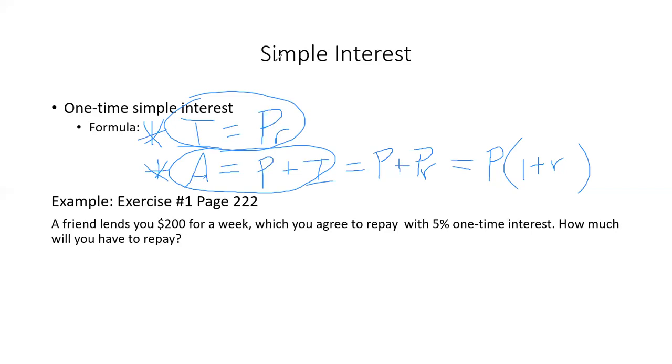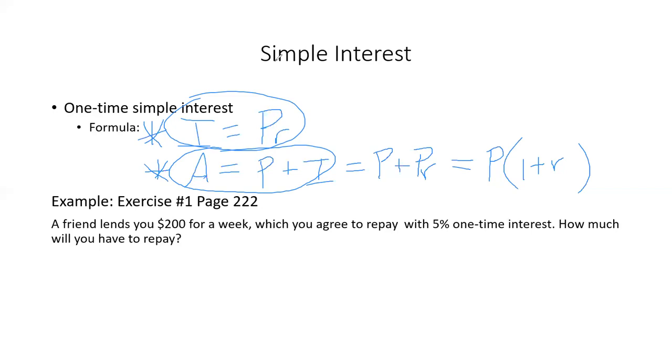So let's look at an example. This is going to be exercise 1. It's on page 222 if you are looking at your ebook. It says a friend lends you $200 for 1 week, which you agree to repay with 5% one-time interest. How much will you have to repay?